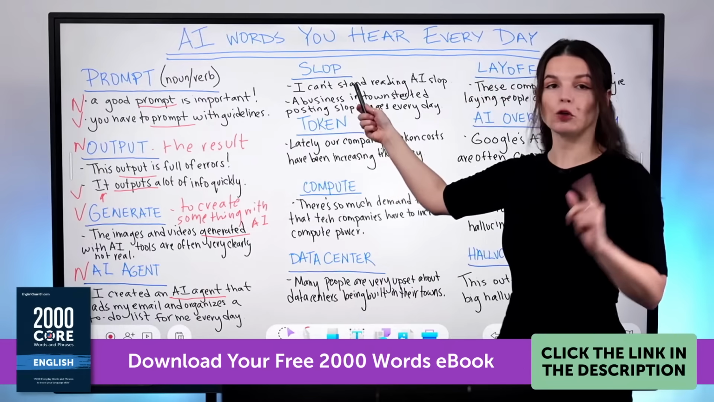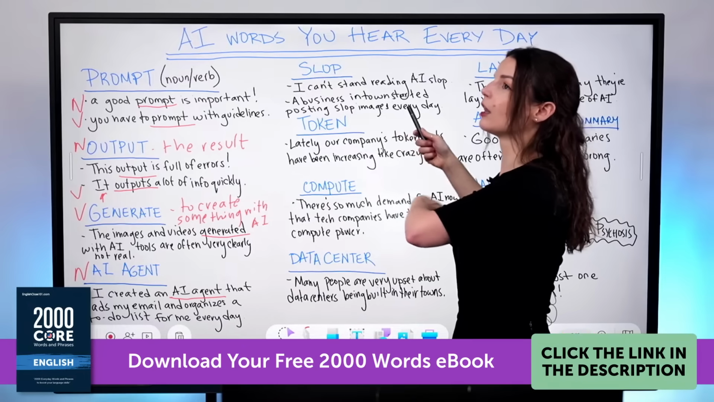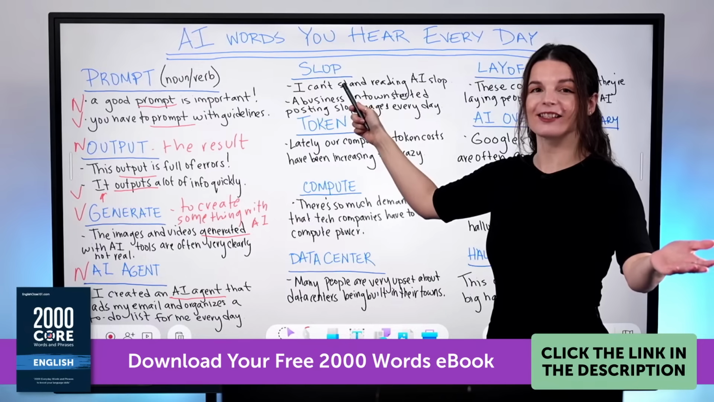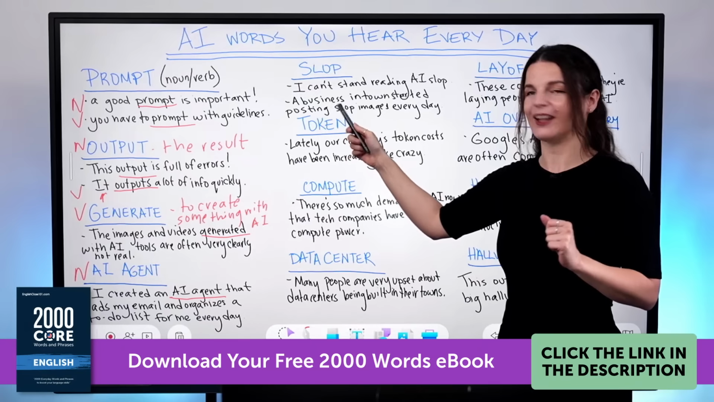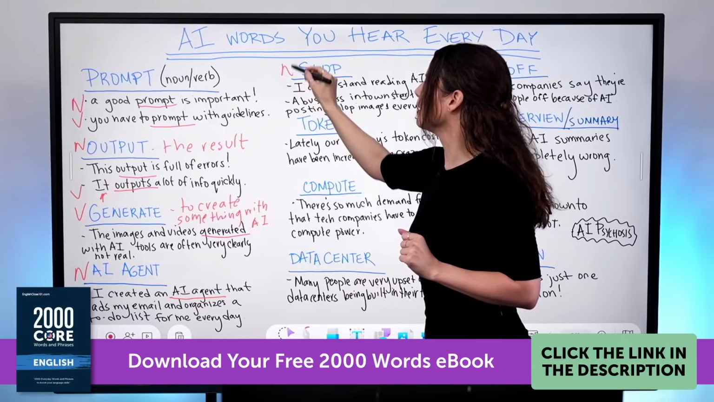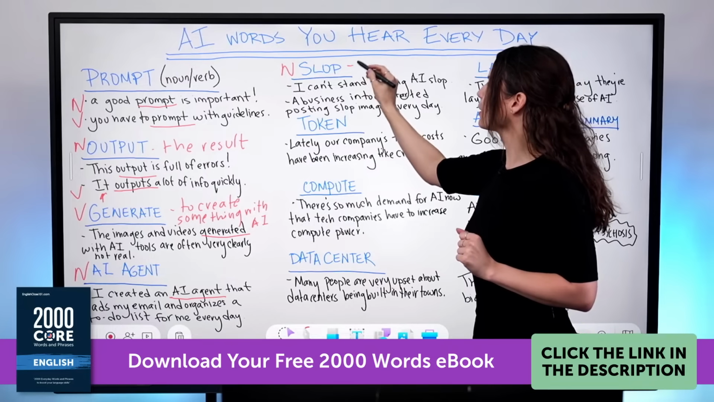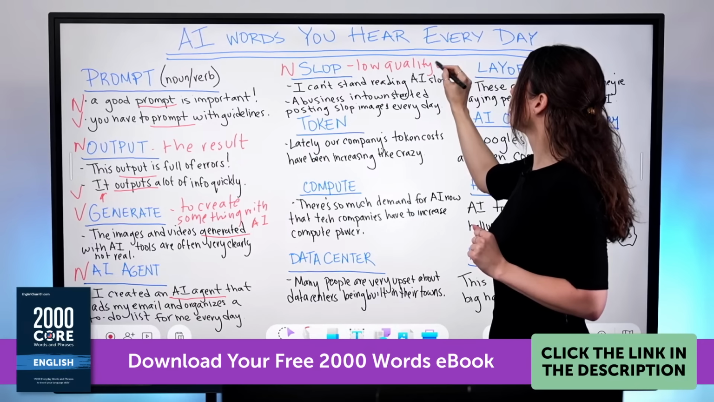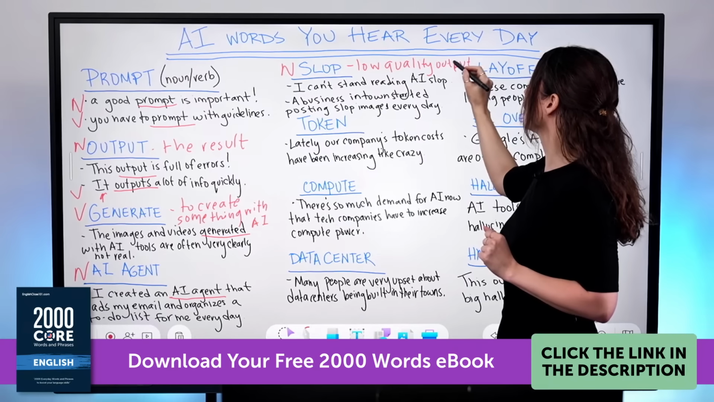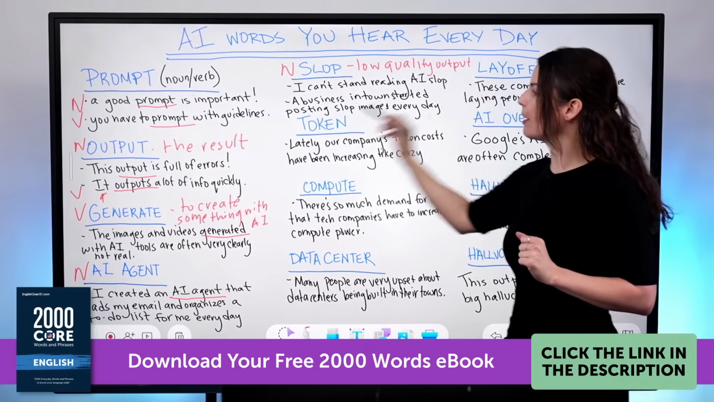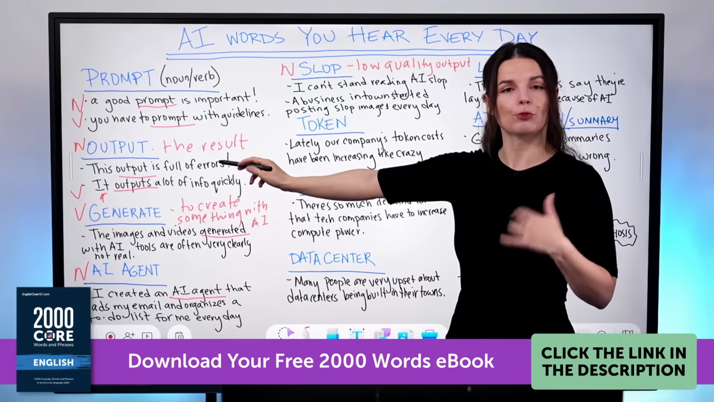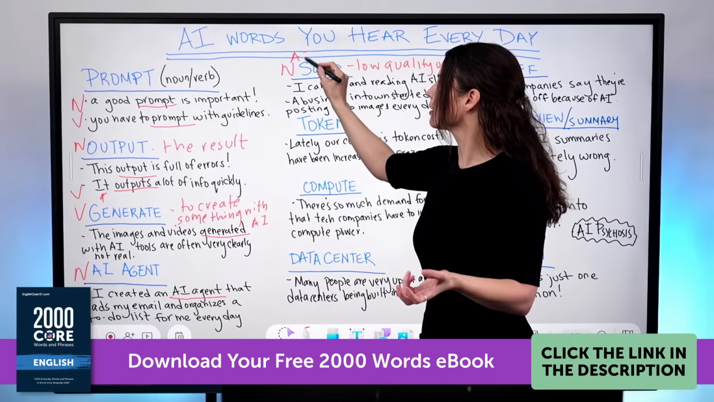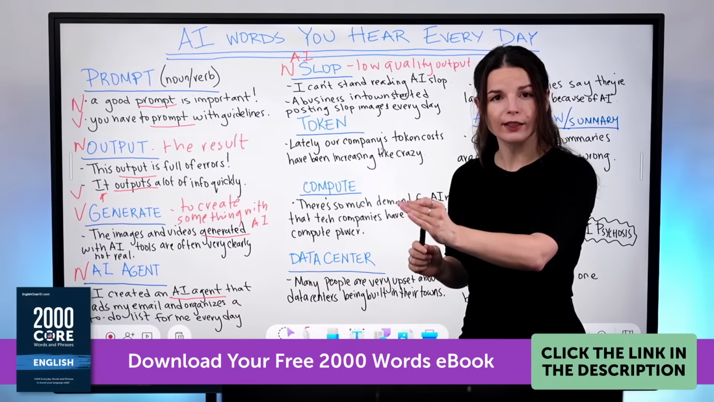The next one, you have probably seen this word a lot in the last couple of years. The word is slop, S-L-O-P, okay? So this is usually used as a noun. Slop means low quality output from an AI tool. Remember how we talked about output here? Output means the result. So slop, or often called AI slop, means low quality outputs.